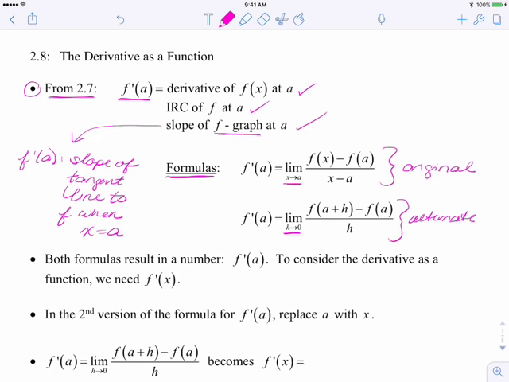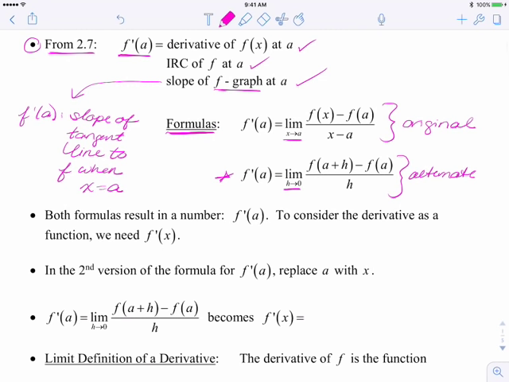Now, the reason that we needed the alternate version is to get us to the formula for the derivative as a function. But before we get there, both formulas result in a number. F prime of a, what we saw in Section 2.7, always turned out to be a number, represented the derivative of f at a, the instantaneous rate of change of f at a, the slope of the tangent line, and therefore the slope of the curve at a.